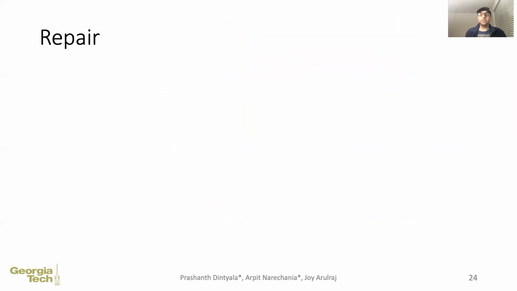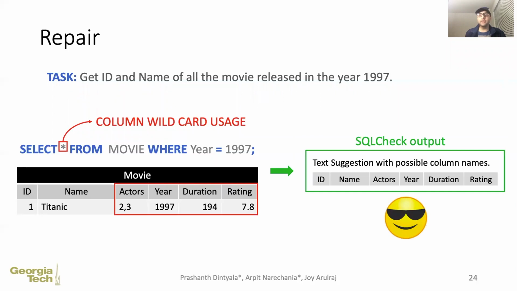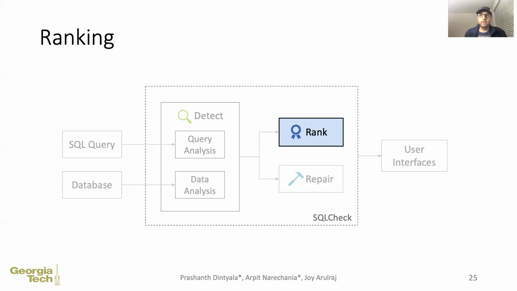It is not always possible to rewrite the SQL as it might require application-specific knowledge or several complex transformations. In this case, SQL Check only provides application-specific textual fixes. Consider the column wildcard usage anti-pattern. Here, the developer must rewrite the query to only fetch the required columns in the projection list. However, SQL Check cannot automatically rewrite the query since it requires application-specific knowledge. Therefore, instead of rewriting the query, SQL Check provides textual feedback along with the list of columns in the movie table.